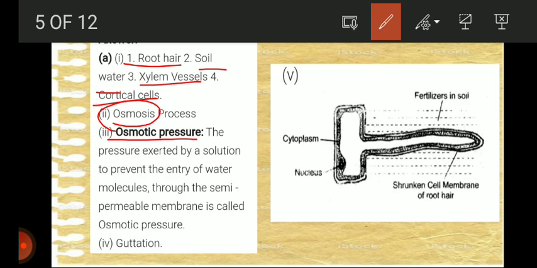Remember that. The pressure that is exerted by a solution so as to prevent the entry of water molecules through the semi-permeable membrane, that is the osmotic pressure. It is that pressure which basically is exerted by a solution. Why? So as to prevent the entry of water molecules, obviously through a semi-permeable membrane.